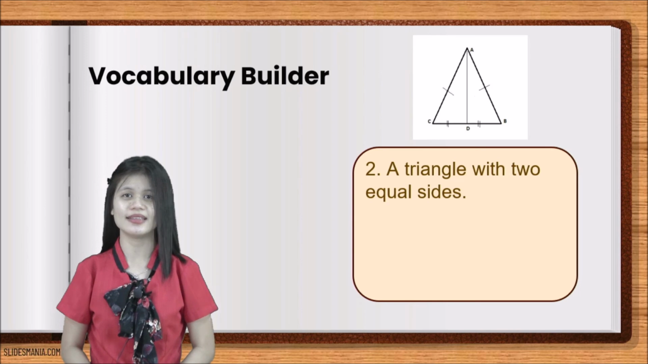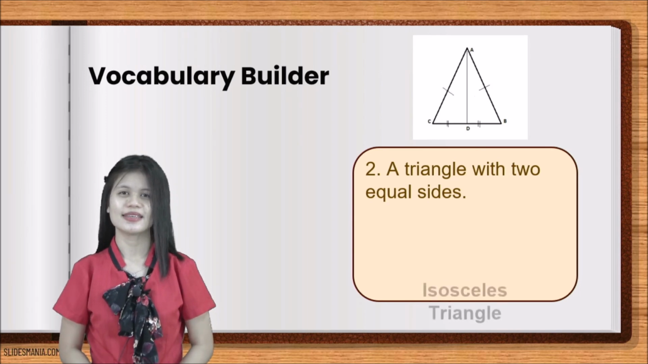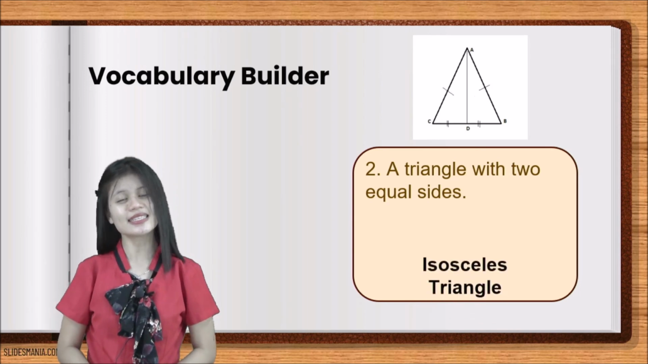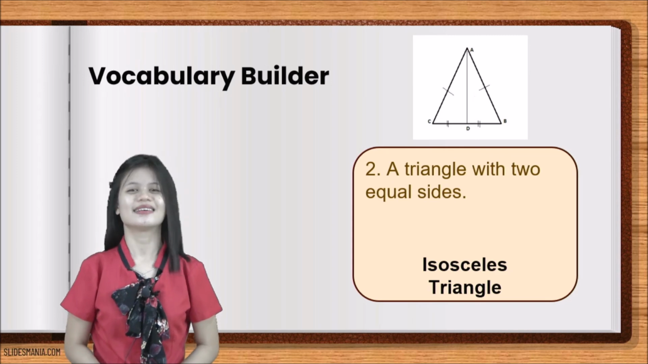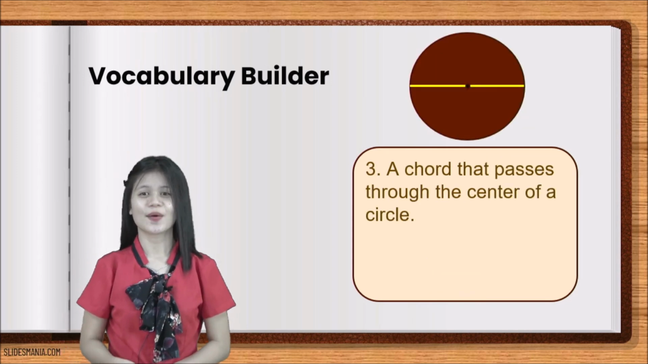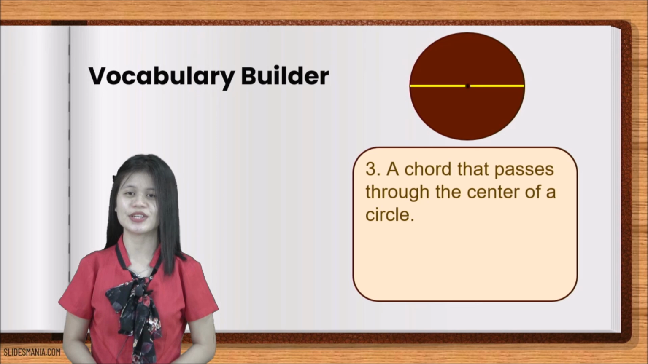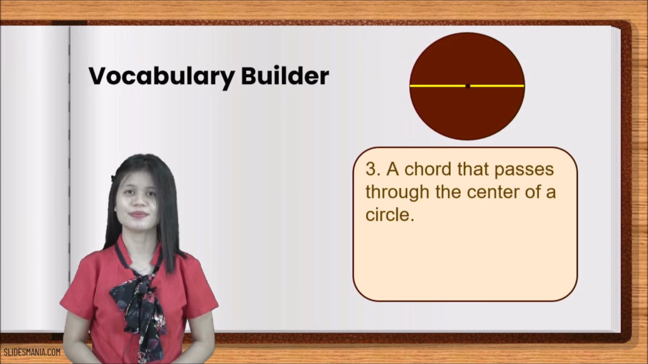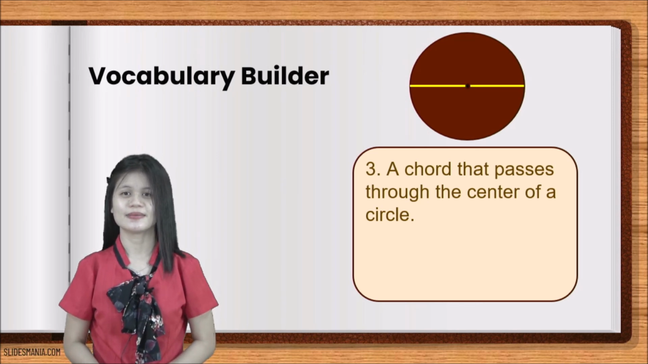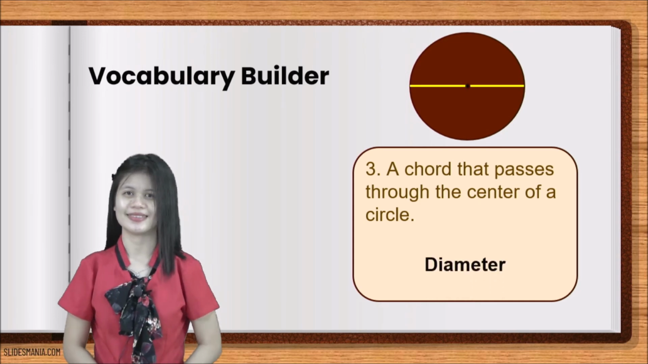Parallelogram. Number 2, a triangle with two equal sides. What do we call it? Yes, it's an isosceles triangle. Number 3, a chord that passes through the center of a circle. What is it? Yes, it is a diameter.